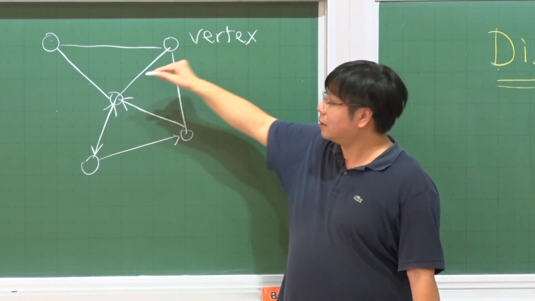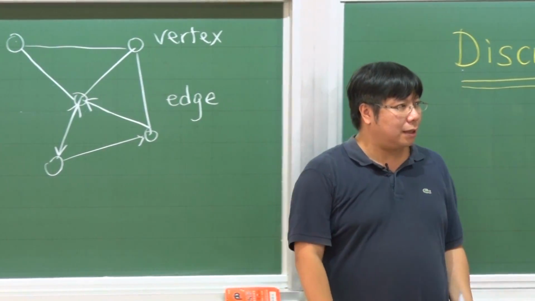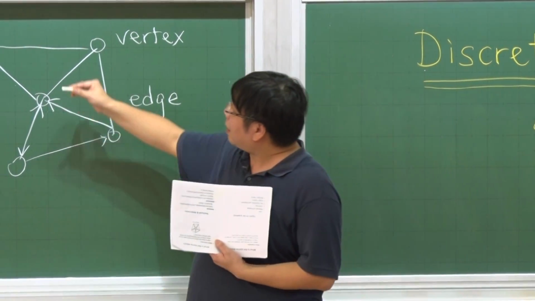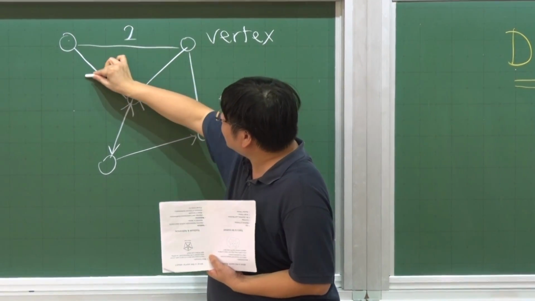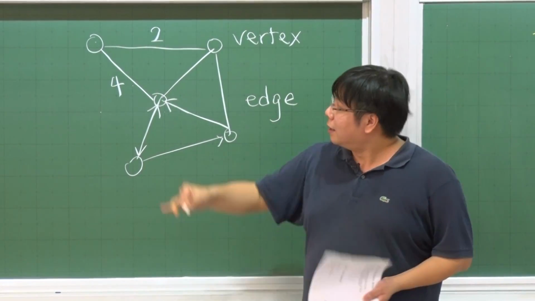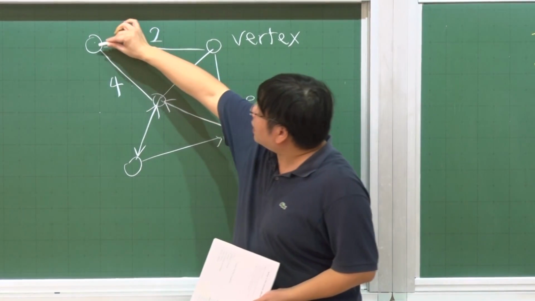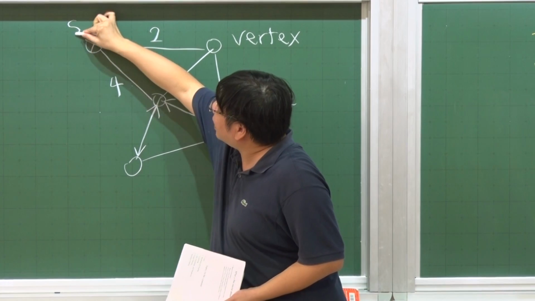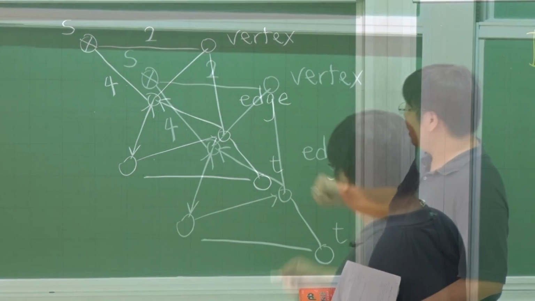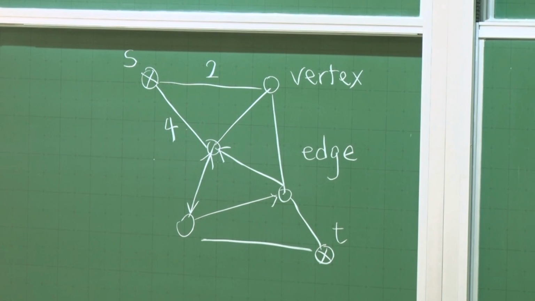And then there are connections. We usually call it an edge, to represent whether these two points can go to each other. Sometimes there may be some more information, like a number 2 here and a number 4 here. It indicates that to go from this one to this place takes 2 minutes, and to go from this one to this one takes 4 minutes, estimated time. Then the problem we have is a starting location, let me call it S, and an ending location, let me call it T. I want to find out the shortest way to get from S to T.